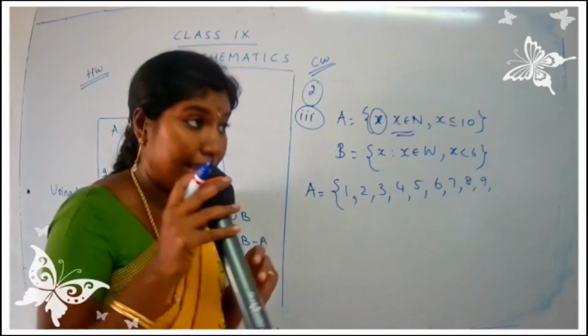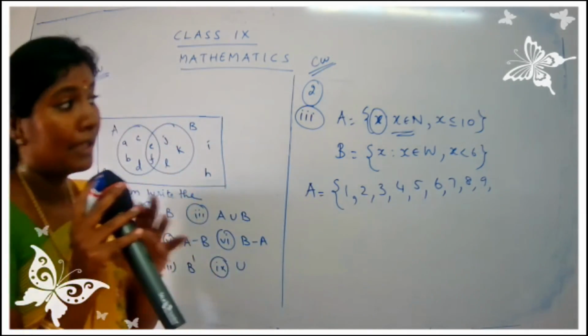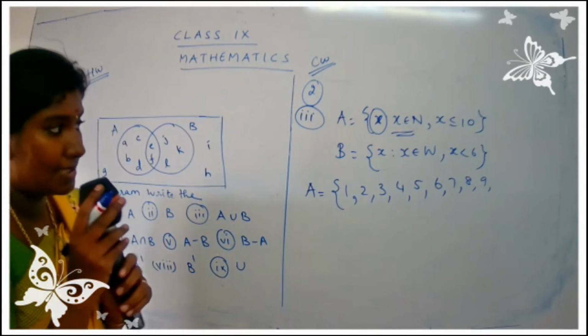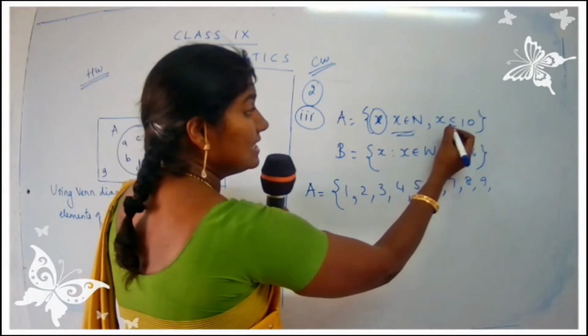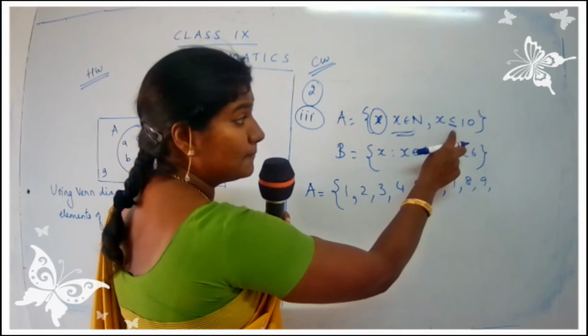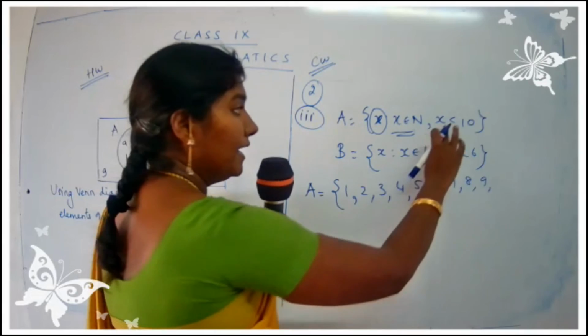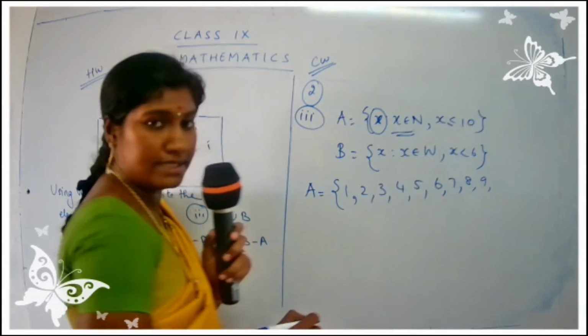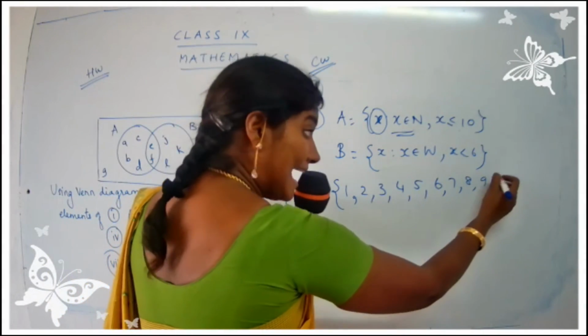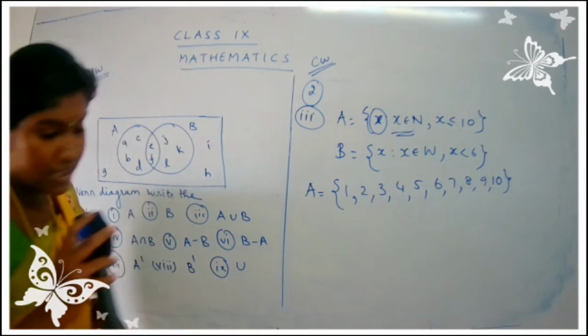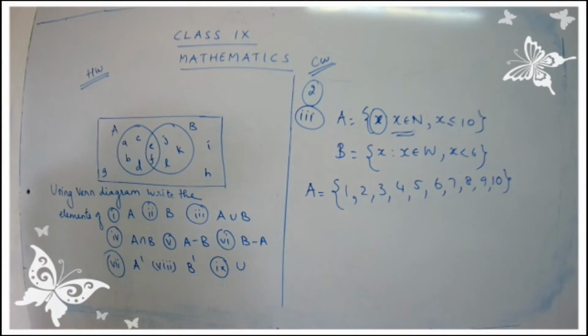Tell me, can we include 10? Yes. Why? Because less than or equal to is present. If only less than is there, I cannot take 10. But here less than or equal to is there, so we can take 10. So what is the value for A? 1, 2, 3, 4, 5, 6, 7, 8, 9, 10.